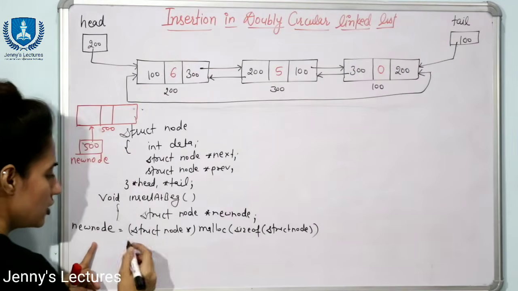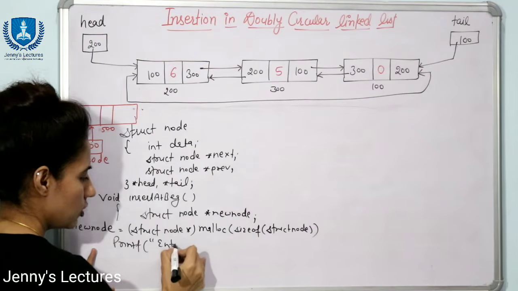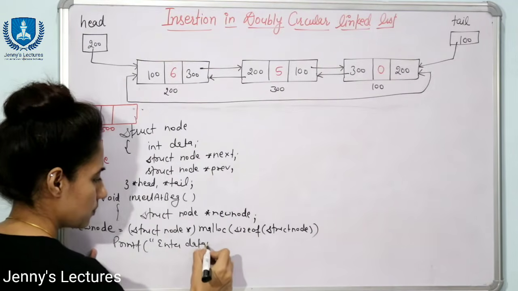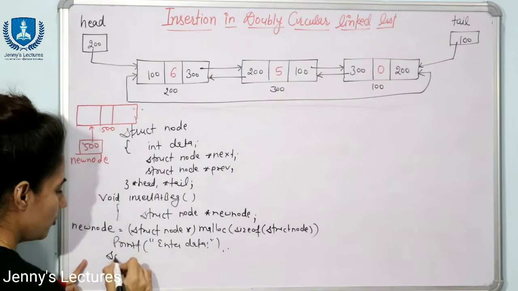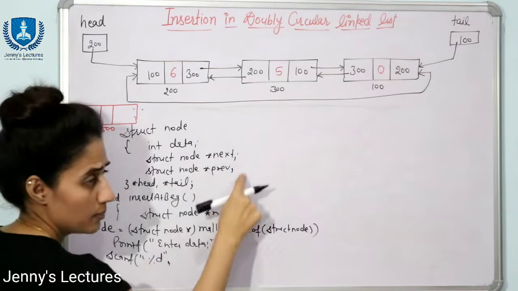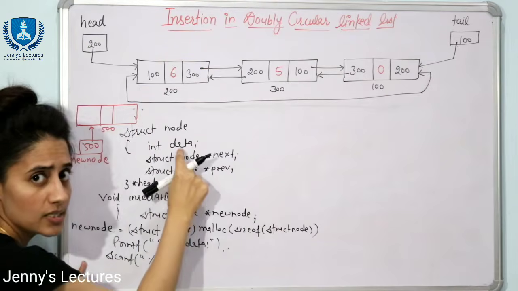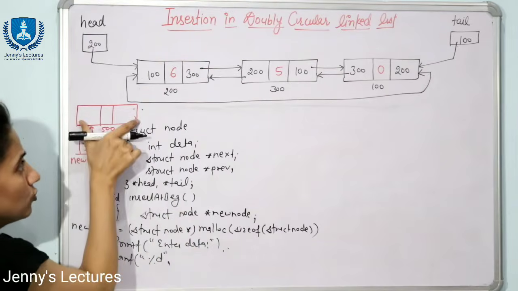Fine. Now we will ask the user which data he wants to insert, using printf and scanf. And how will you store that data? We cannot directly access these structure members. So in the data part I want to store it. Now how will you access this data part? The pointer to this node is new node.